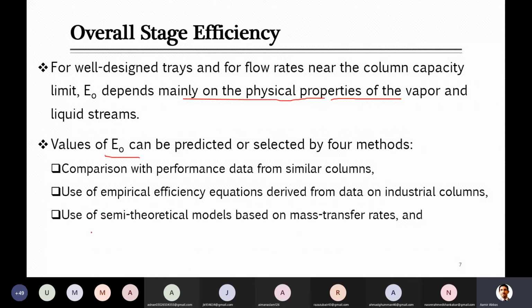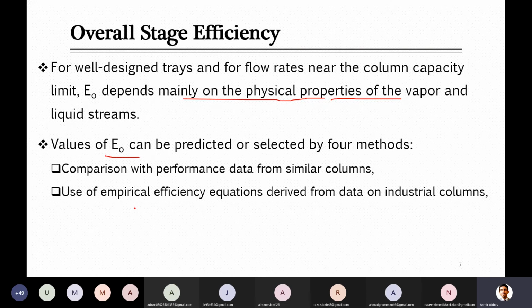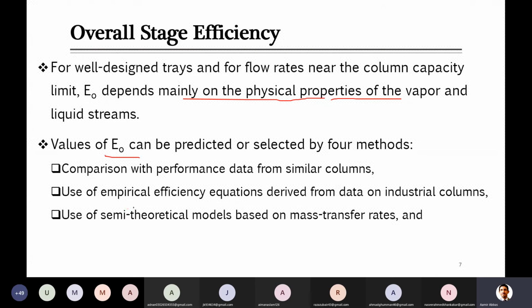So there will be empirical equations we will look at. People have taken the data from already existing plants which are performing, and by looking at the trends of that data, they have drawn some conclusions, and based on those conclusions, they have provided you with some equations which you can use for calculating the efficiency of the tower.